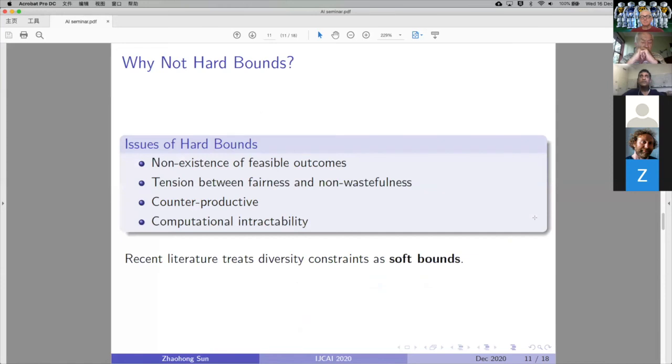One thing I want to emphasize is that these bounds should not be considered as hard quotas. Here are several issues of setting hard bounds. Firstly, there may not exist any feasible outcome that fulfills all minimum quotas. Secondly, two important properties, fairness and non-wastefulness, are incompatible with each other. Thirdly, imposing hard upper quotas on majority students may be counterproductive, which means it may hurt the welfare of minority students. The fourth issue is related to computational complexity. It's NP-hard to check the existence of a feasible outcome that satisfies fairness and non-wastefulness. Due to all these issues, recent literature treats diversity constraints as soft bounds.